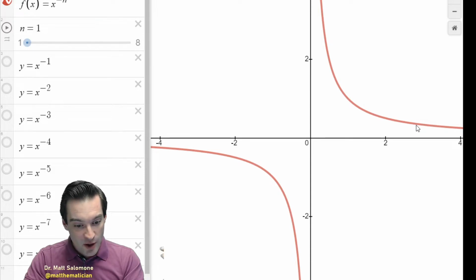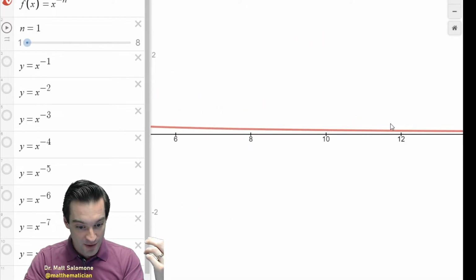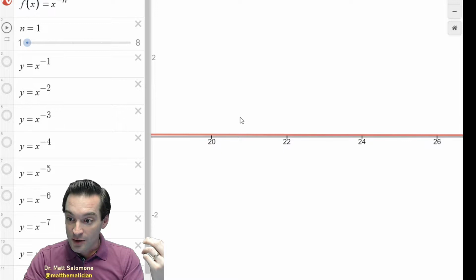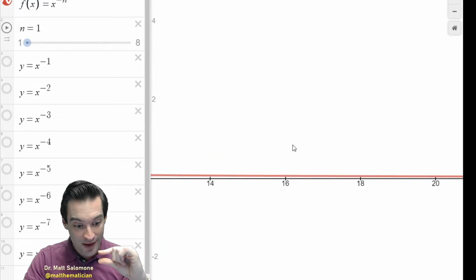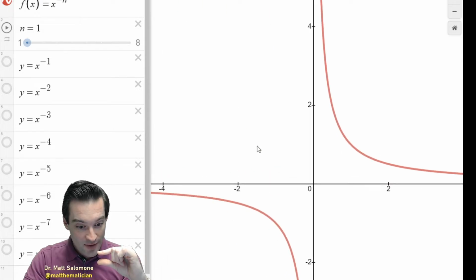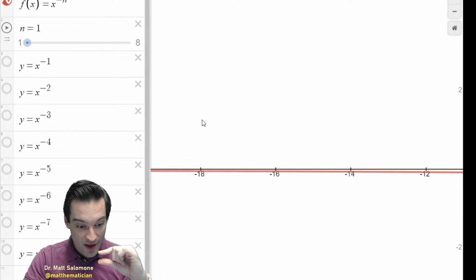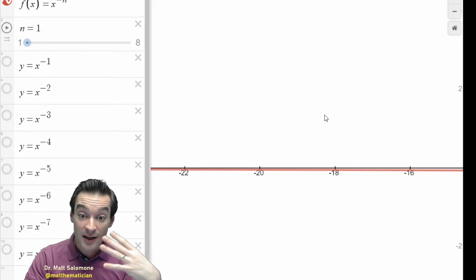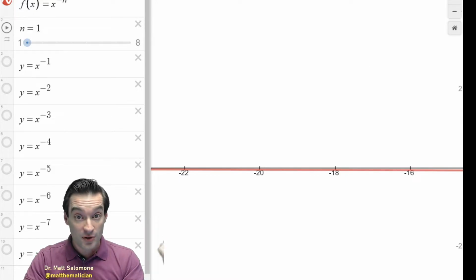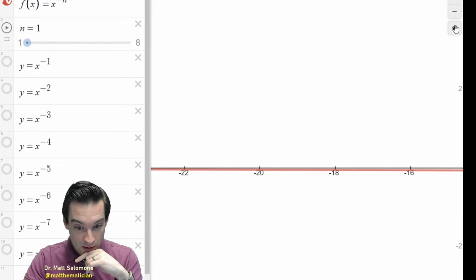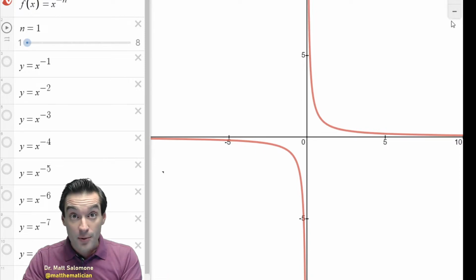And as we go out to the rightmost horizon of this graph, the graph is settling down to the x-axis. And also, as we go to the leftmost horizon of this graph, the same is also true. It's settling in on the x-axis, no matter whether we go out to the easternmost or the westernmost horizon. So this is f of x equals 1 over x.